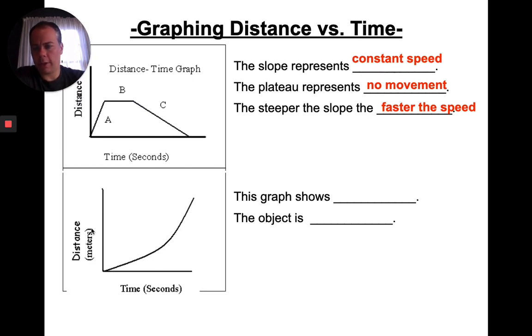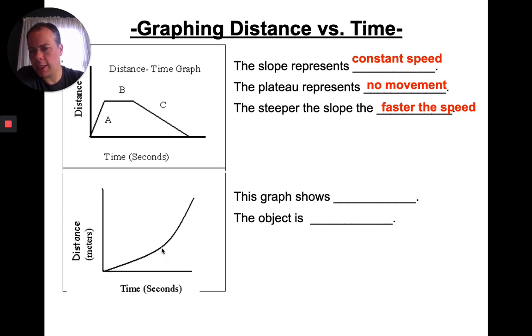So here we have another graph of distance. This time it's in meters divided by time. So think about what's going on with this graph. So what is this showing? What's happening to this object? Think about that for a second. So during this first part of the graph, the object's moving at a constant speed. Again, it's a straight line.